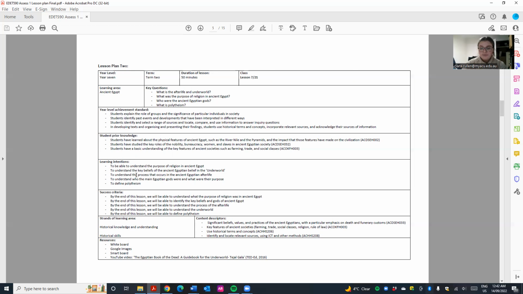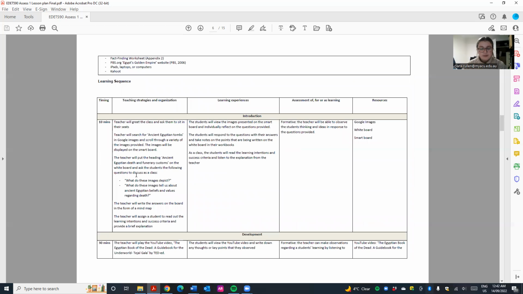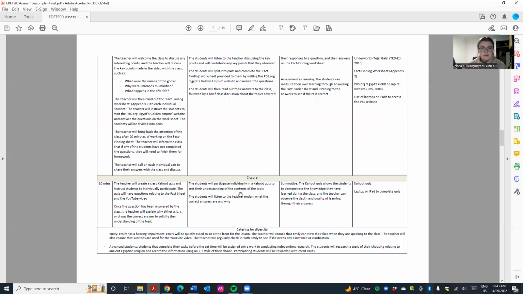These learning intentions, just here, are quite specific, which allows the students to understand the purpose of the lesson more clearly. The opening activity, on this page here, presents a visual learning aid for the students, which aims to attract their attention and evoke curiosity. So that is through using Google Images and searching ancient Egyptian tombs. It also encourages class discussion regarding what the images represent. The development stage of the learning sequence encourages further class discussion. And the fact-finding worksheet activity encourages collaborative learning.